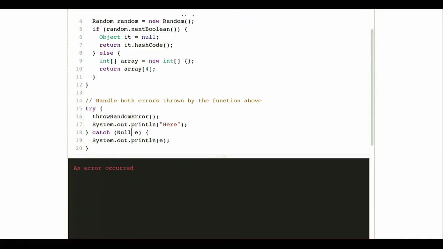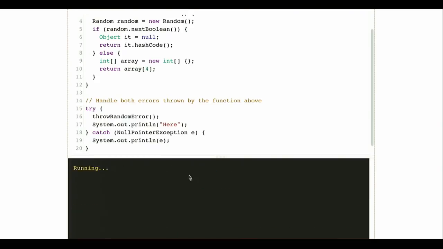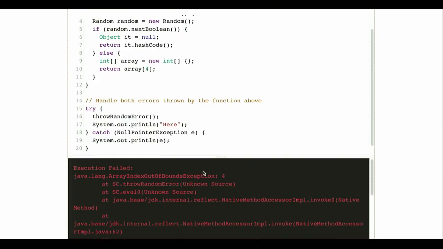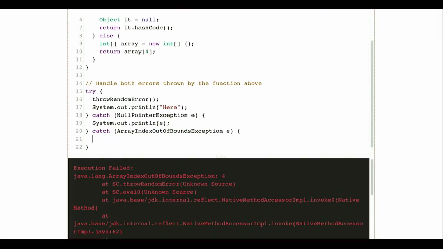All right, so now let's look at how to handle these two exceptions separately. So let's say null pointer exception, okay. So now you'll see about half the time the program's going to complete okay because I'm catching the null pointer exception. The other half the time it's going to crash because I'm not handling the other exception. All right, so let's now catch the other, out of bounds exception. All right, and now I'll print something else.